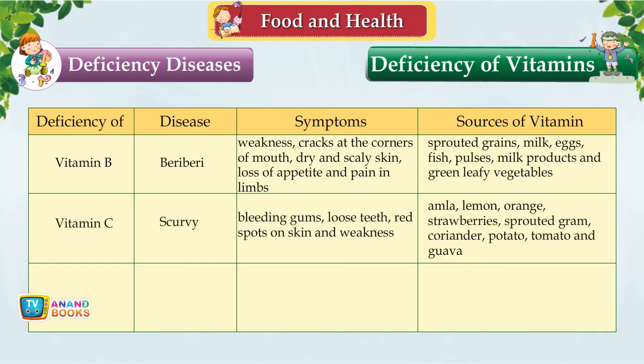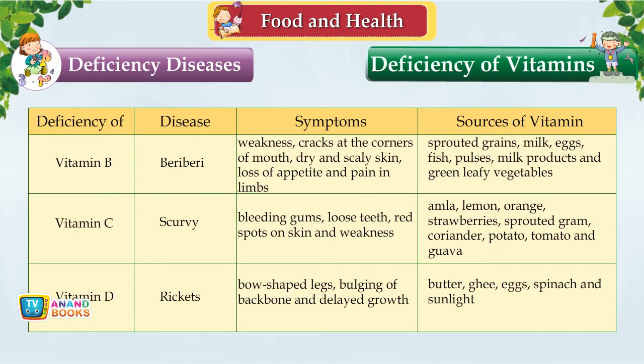Vitamin C, scurvy, bleeding gums, loose teeth, red spots on skin and weakness. Sources of vitamin are amla, lemon, orange, strawberries, sprouted gram, coriander, potato, tomato and guava.